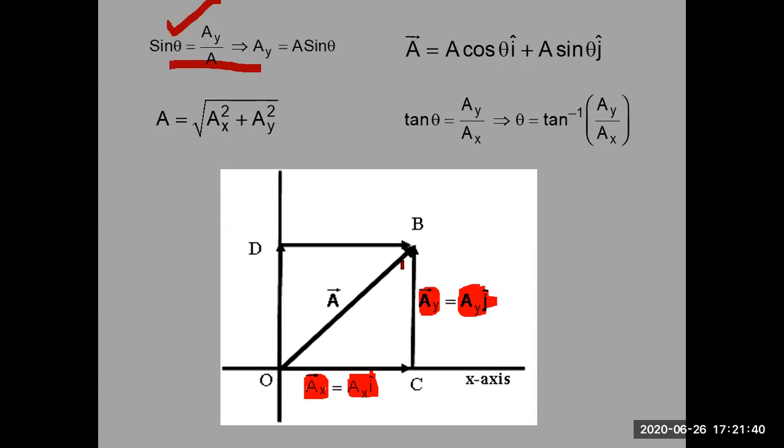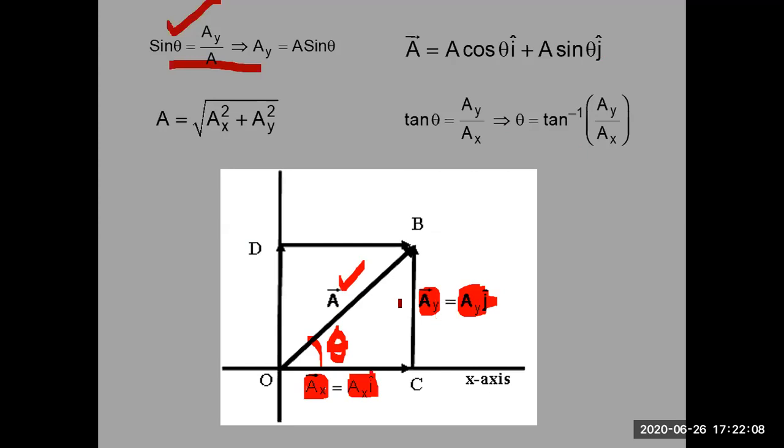If you are asked to calculate the horizontal component of this force, say it is A, then horizontal is cos theta. It is equal to base divided by hypotenuse. Base is Ax and hypotenuse is A. Cos theta is equal to Ax divided by A, or Ax is equal to A cos theta. So this is basically the horizontal component.